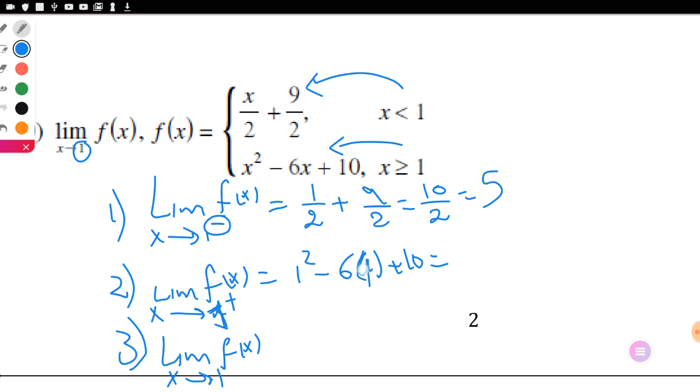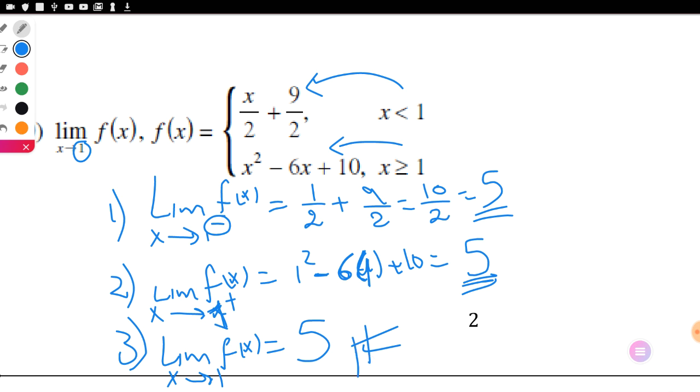1 minus 6, it will be negative 5. That's right or wrong? 1 minus 6 multiplied by 1, it will be 1 minus 6, negative 5, plus 10, it will be 5. Since the limit from left and the limit from right are the same. Understand? 1 minus 6, it will be negative 5, plus 10, it will be 5. So since the limit from right is the same as the limit from left, the limit exists and it will be 5.